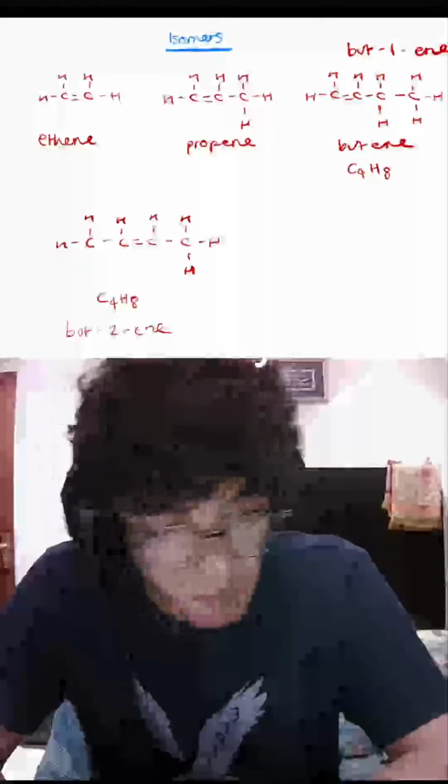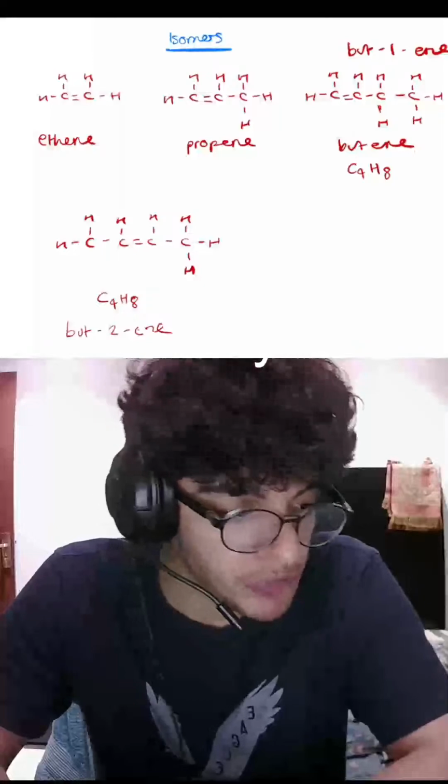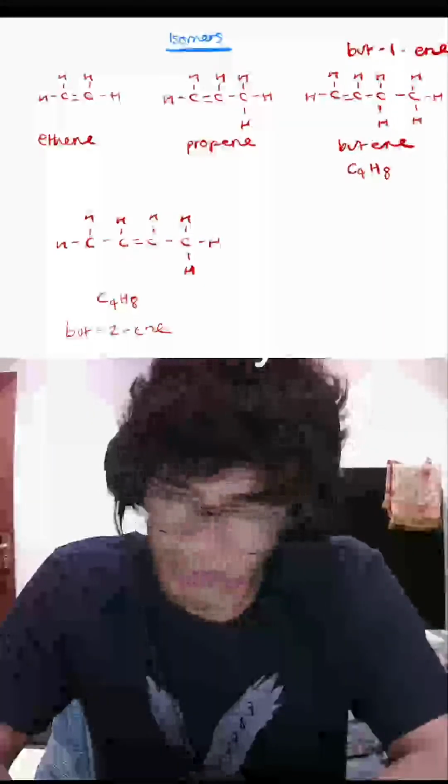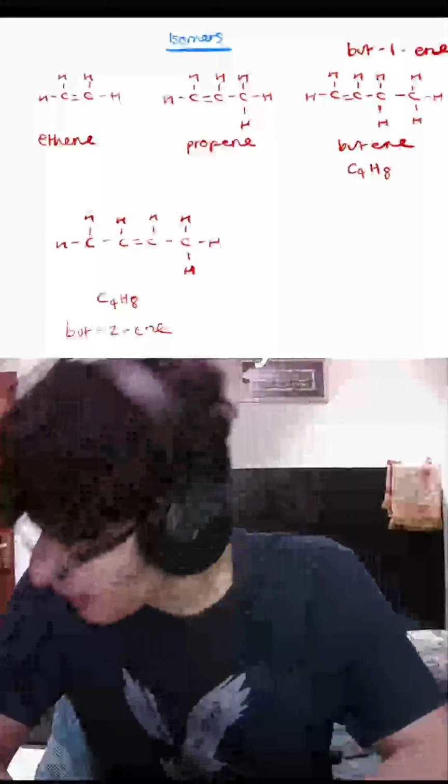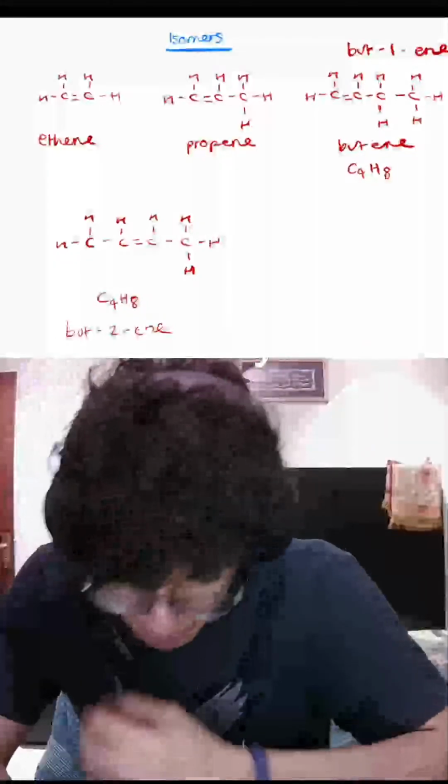So all you have to do is choose an end to number from and keep the number as low as you possibly can. So I hope that helps you look at alkenes and alkanes. There is a lot more that you can look at on this topic, but this is just an absolute basic introduction.